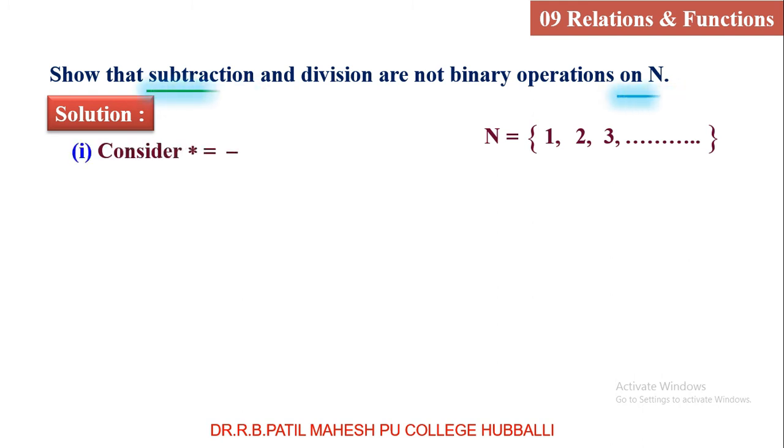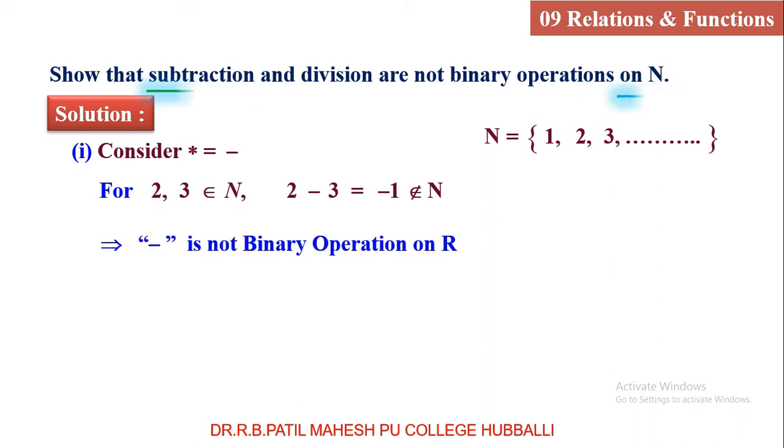So consider star as subtraction, that is minus. My operation in this example is minus, meaning subtraction. Let us take two elements here: 2 and 3 belong to the set of natural numbers. Operate these 2 and 3 with the operation subtraction. 2 minus 3 is equal to minus 1. Definitely this does not belong to capital N. So for these two elements we fail the definition of binary operation. Hence minus is not a binary operation on the set of natural numbers.